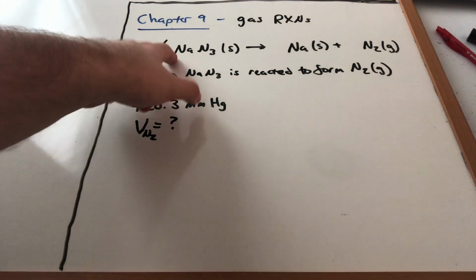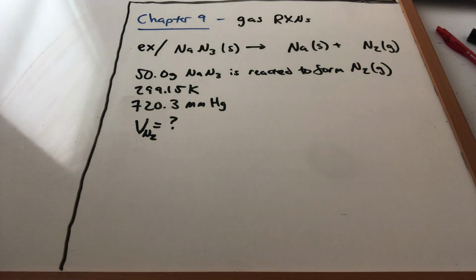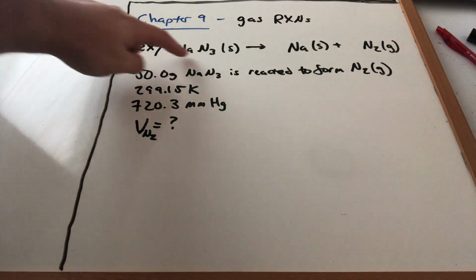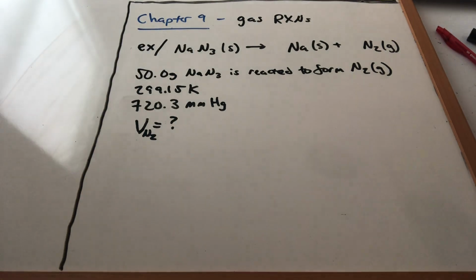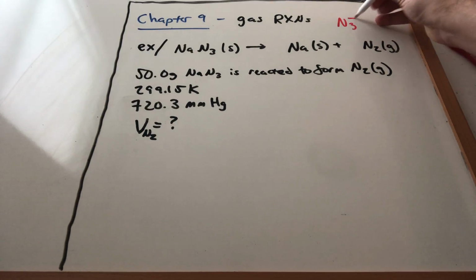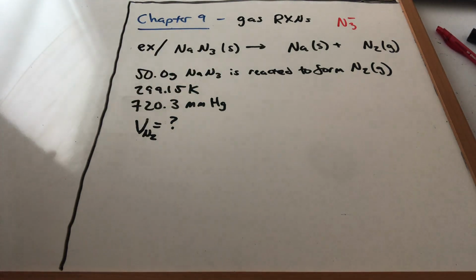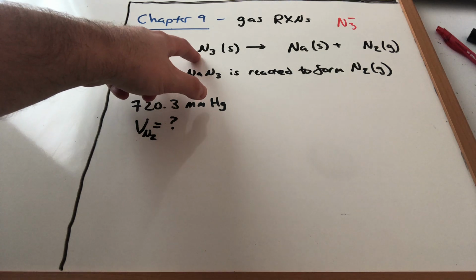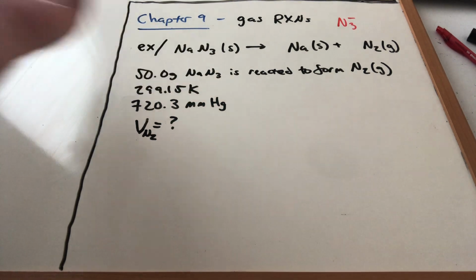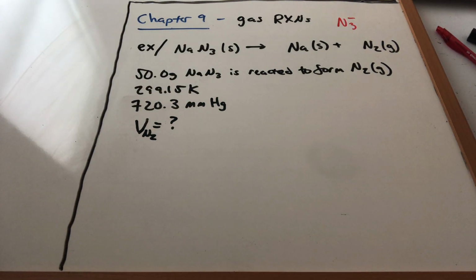All right. What we have is a solid that's decomposing, and it's decomposing into sodium and nitrogen gas. This species is sodium azide. Now, azide is N3 minus. You don't really need to know that, but if you're looking at this and saying, oh my goodness, I know sodium must be plus one, so is this really a polyatomic ion? And the answer is yes. It's three N's stuck together that have a total charge of negative one.